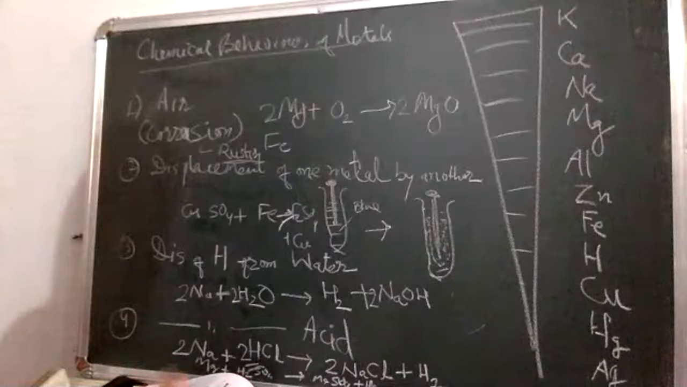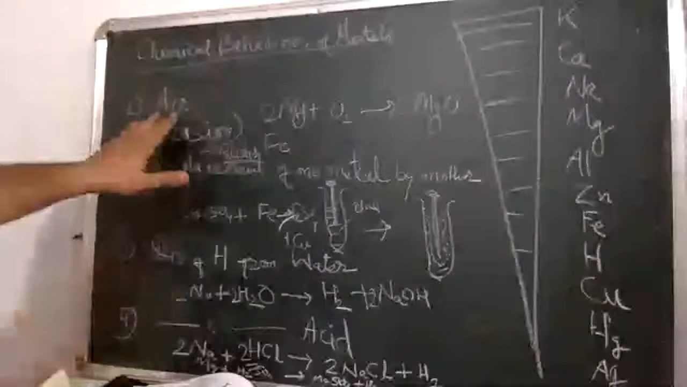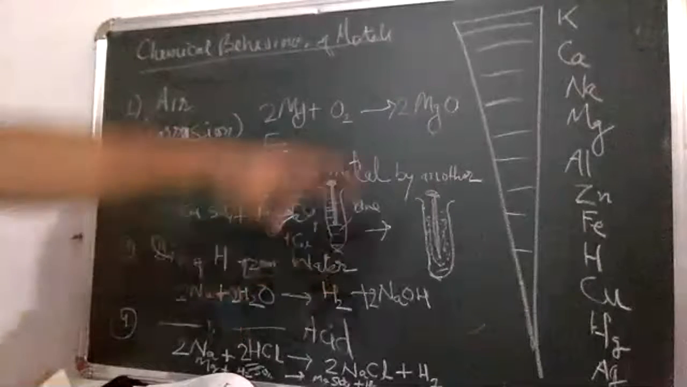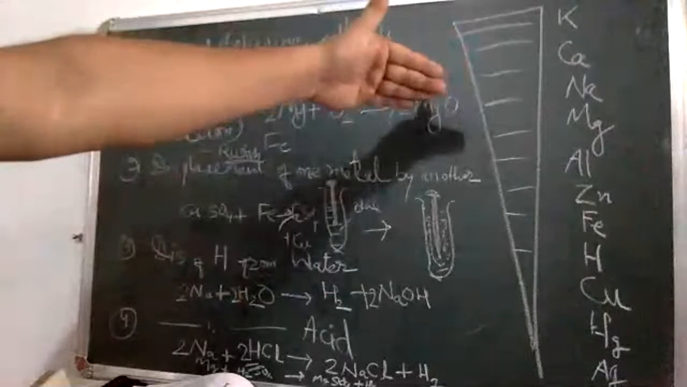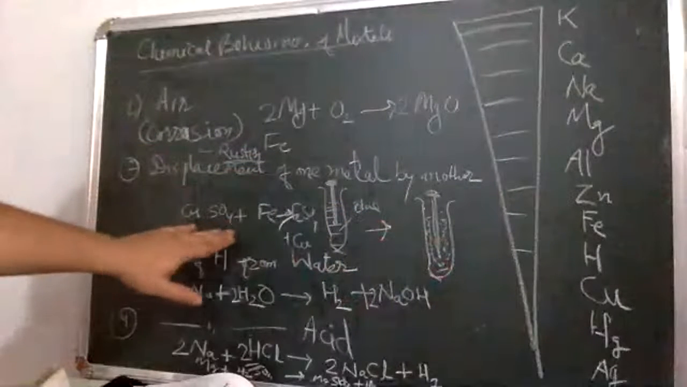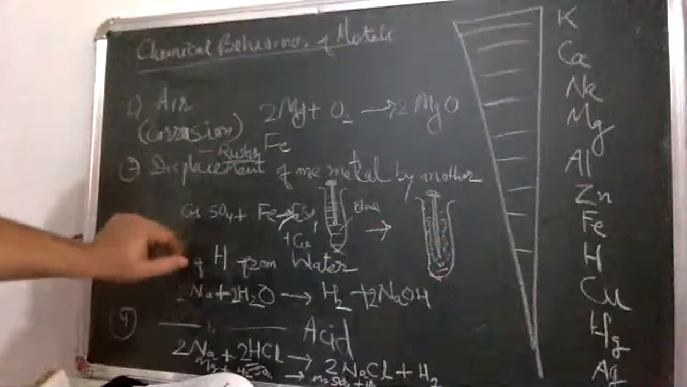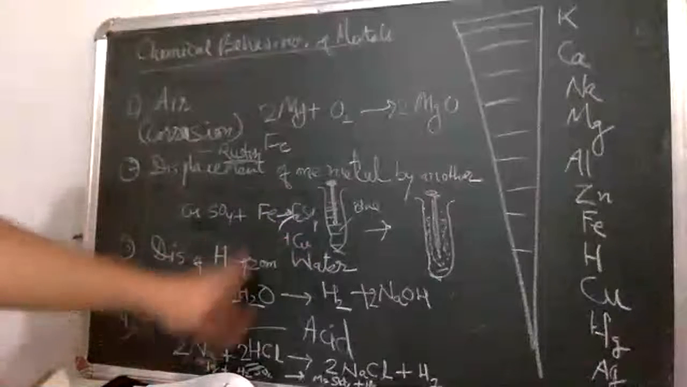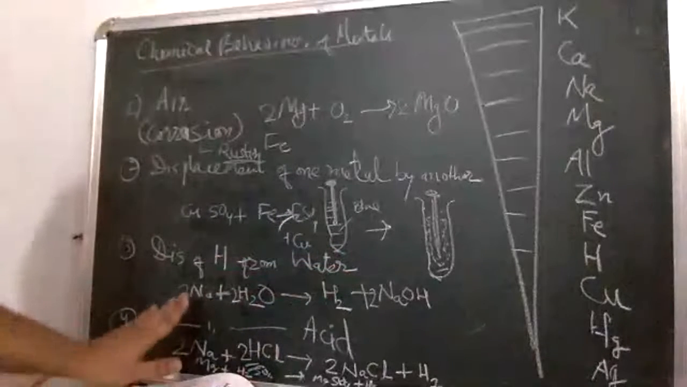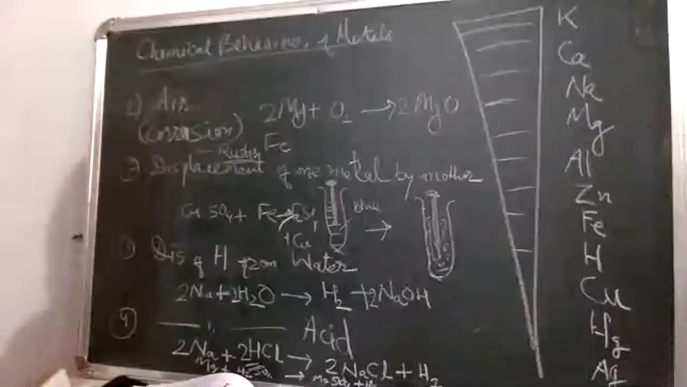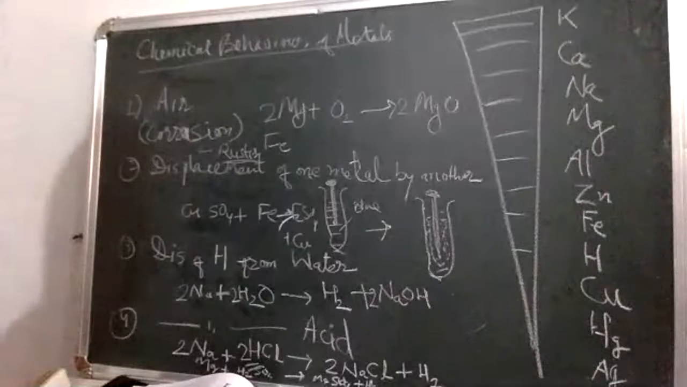So this was the chemical behavior of metals in different scenarios. One was in air, one was displacing one metal by another. A higher active metal will replace a lower active metal, like copper sulfate plus iron. Copper will be replaced because it is less active, and it will create ferrous sulfate and copper. Displacement of hydrogen from water, displacement of hydrogen from acid. And the last thing was reaction with bases.